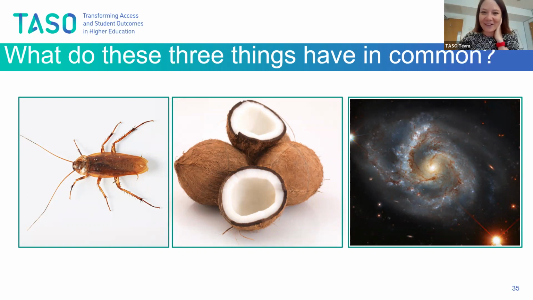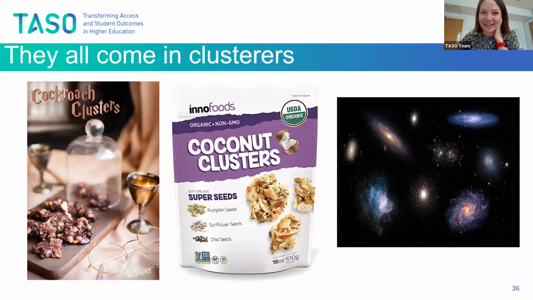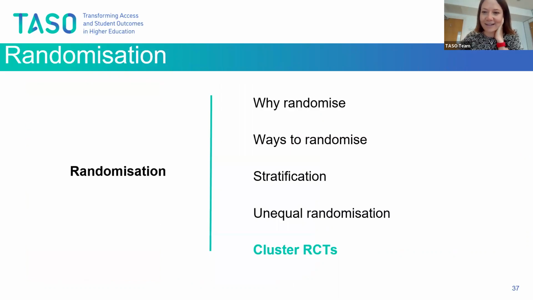Well, the answer I'm looking for is that they all come, in my mind, in famous clusters. So we have cockroach clusters, for any Harry Potter fans, a type of confectionery in HP. We have coconut clusters, one of the vegan superfoods that I see all the time. And then we have clusters of galaxies. We struggled a bit to find a good third cluster, but I do think galaxies come in clusters. Unsurprisingly, this brings us to cluster RCTs, the final area of RCTs that we're going to look at.